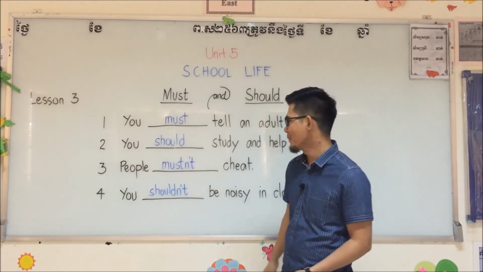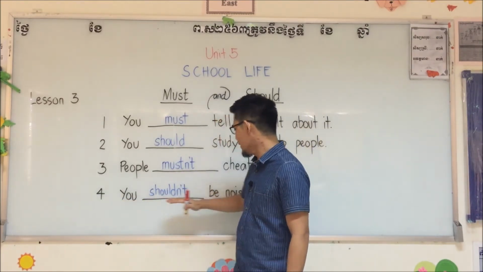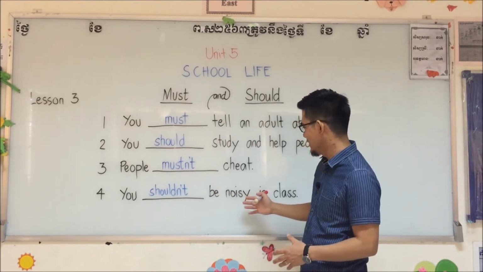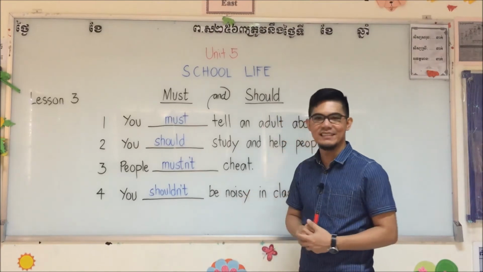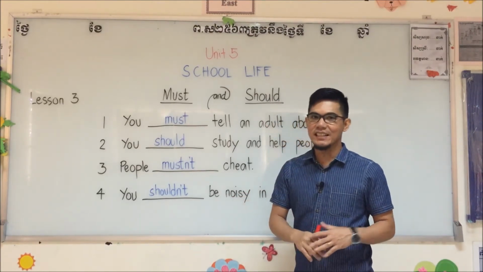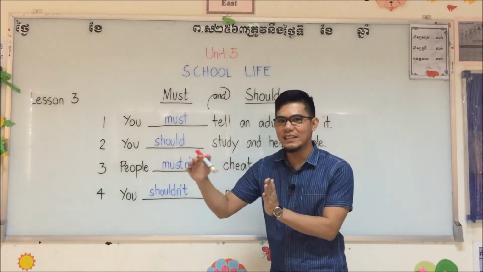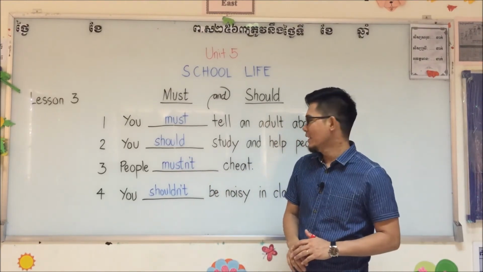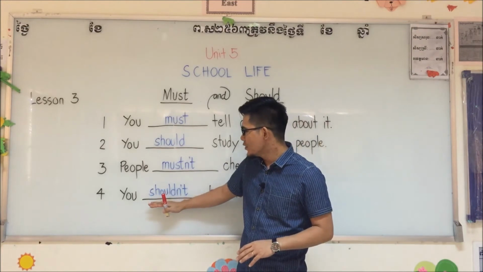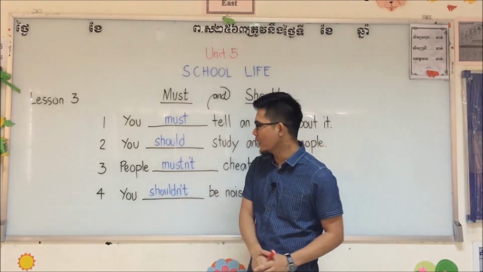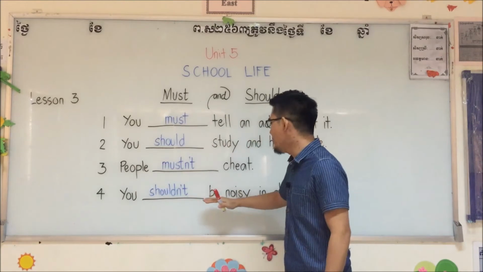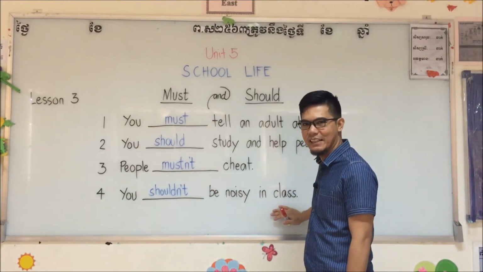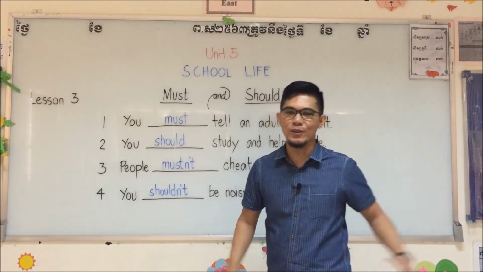Number 4, you blank be noisy in class. Noisy. Is it a positive or a negative? Noisy is negative. That's why we answered shouldn't. Number 4, you shouldn't be noisy in class. Get it? Now, let's go to the rules.